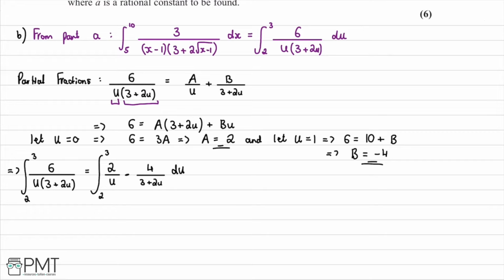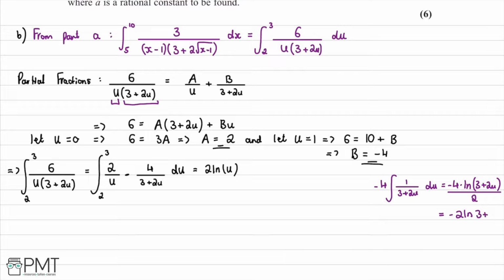So we integrate with respect to u. We know that the integral of 2 over u is going to be 2 lots of ln u. So then for this second term, I'll just write it off to the side here. So we're going to have the integral of negative 4 multiplied by 1 over 3 plus 2u du. And what's this going to be equal to? So it's going to be equal to negative 4, and then we multiply that by ln of 3 plus 2u, and then we must also divide by 3 plus 2u differentiated, which is equal to 2. So therefore, that's going to be equal to negative 2 ln 3 plus 2u.